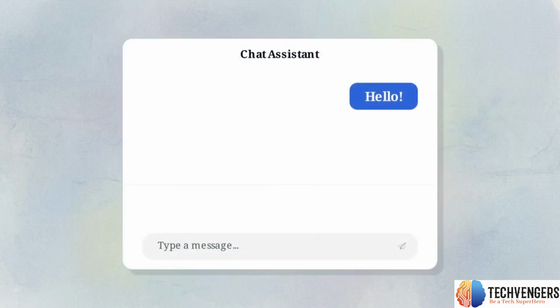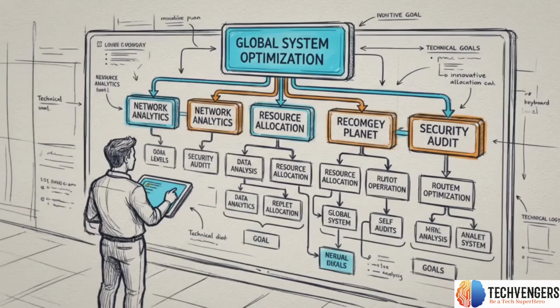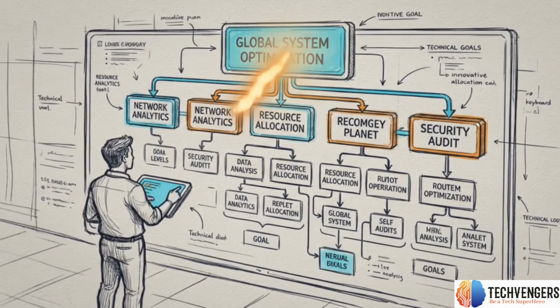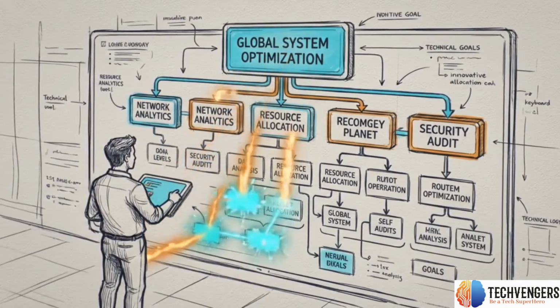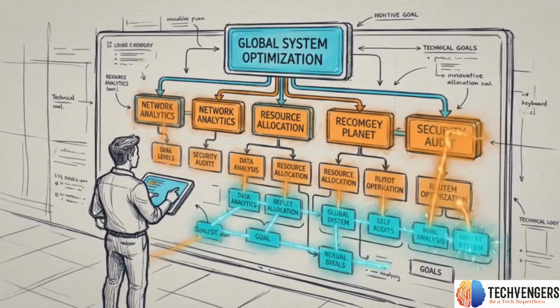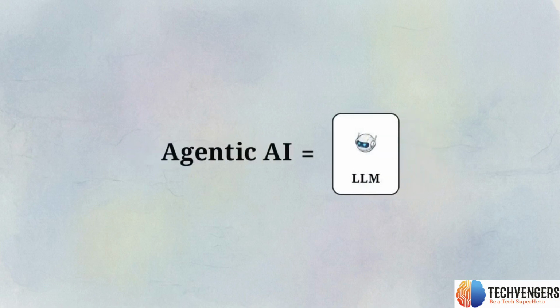A standard chatbot returns text based on a prompt. An enterprise agent takes a high-level goal, decomposes it into a series of actionable steps, and executes them one by one. Take a look at the equation on screen.